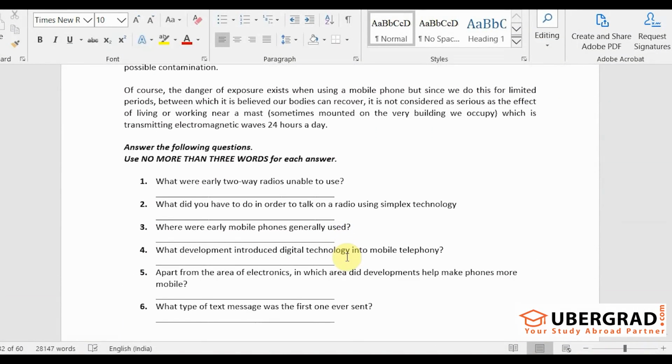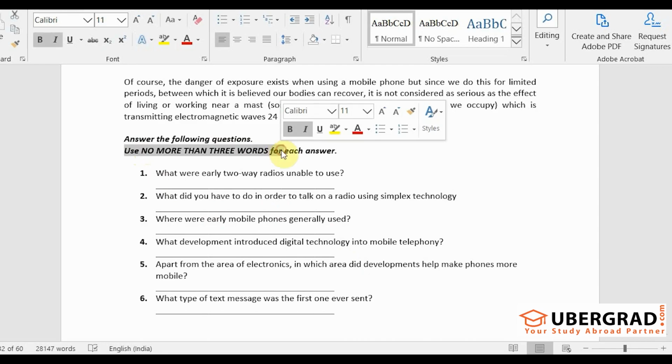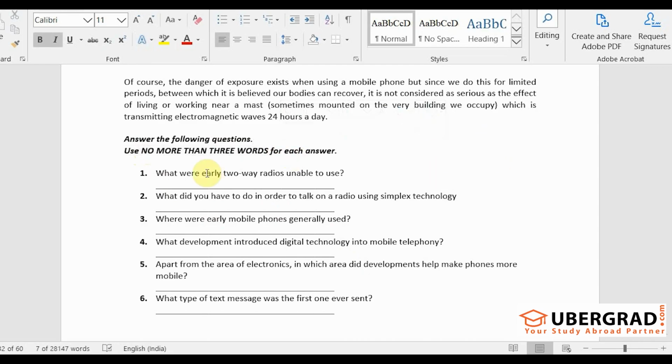Okay, see, answer short questions means this is nothing but a question-answer kind of thing. Here you have to follow the word count. It says no more than 3 words, right? So we have to read the question, search for relevant things, and find out the answers. First question over here says, what were early two-way radios unable to use?